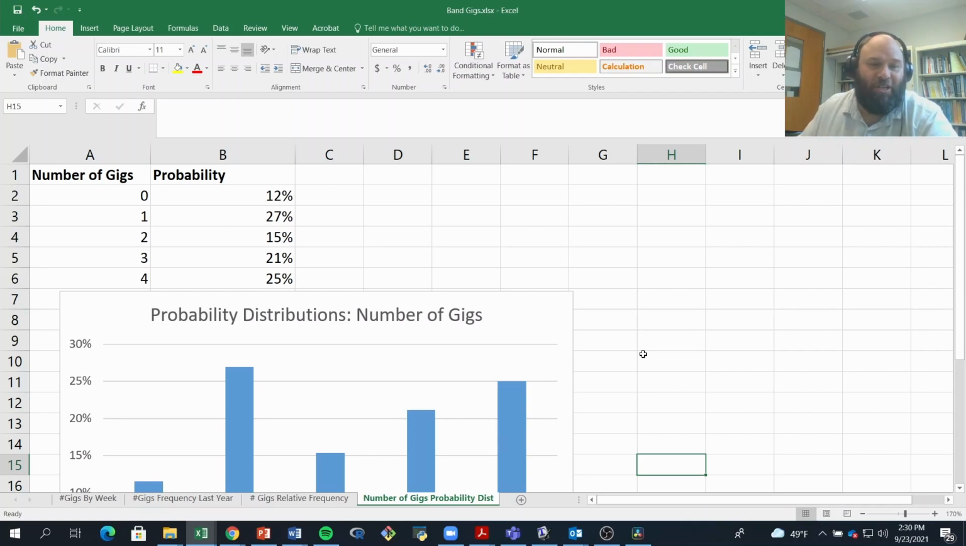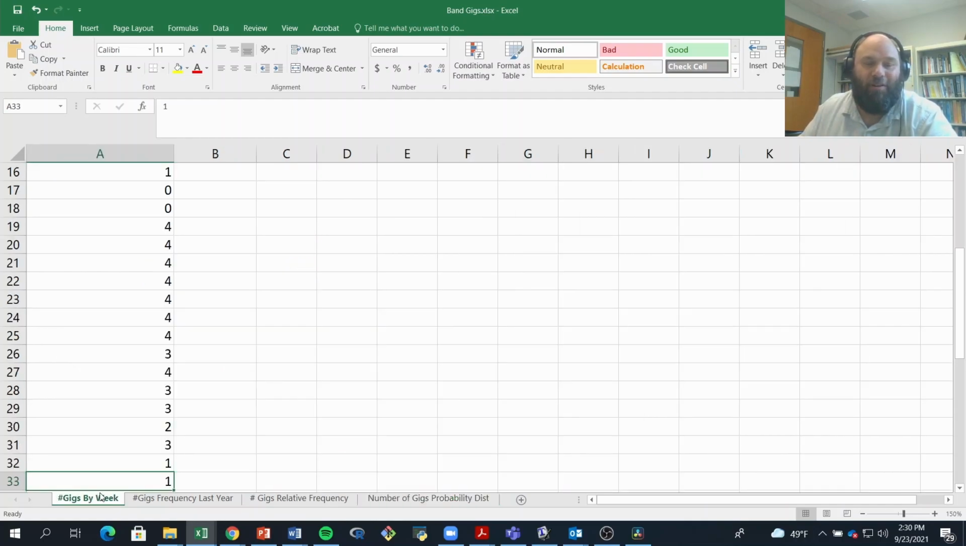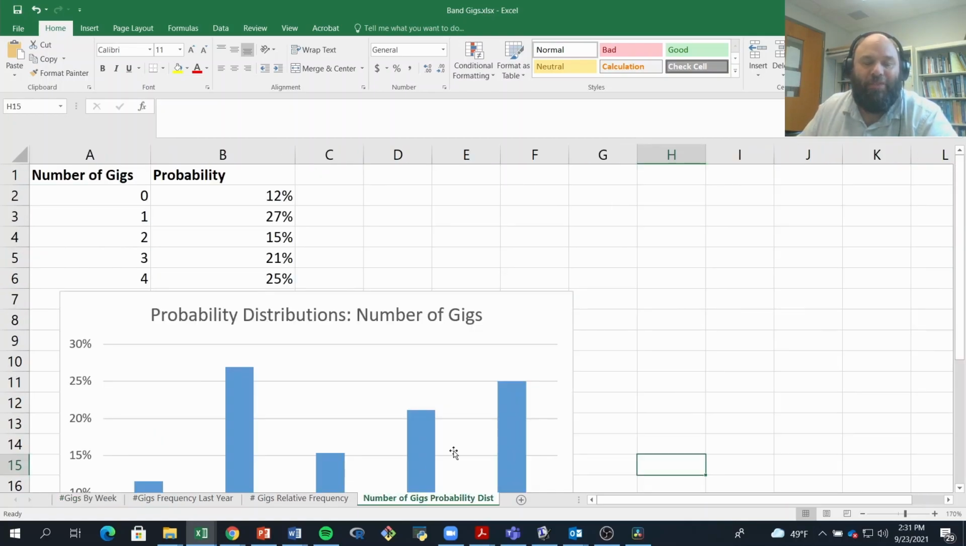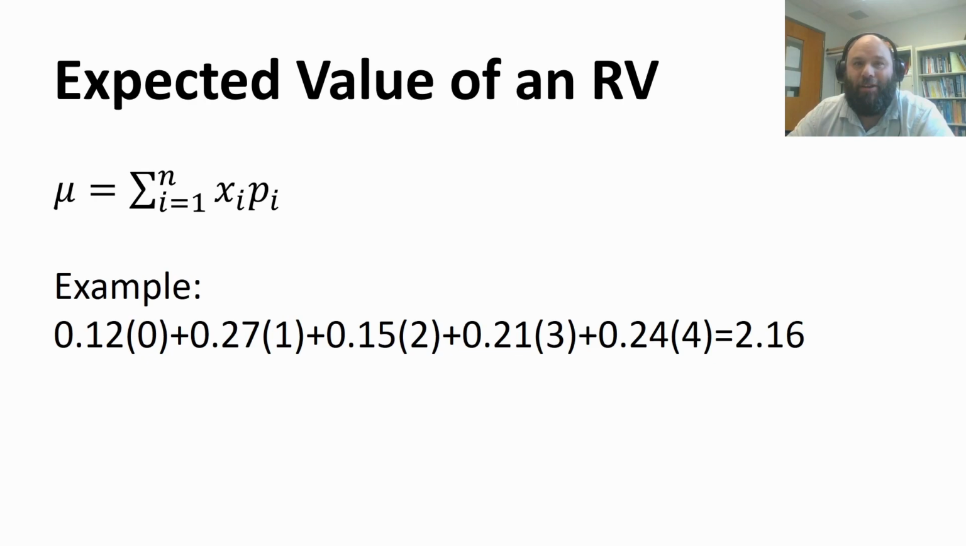So we could just average up all the numbers from this column. That sounds a bit tedious. Instead, we can think about a weighted average where each of these numbers from 0 to 4 is the number and the percentages are the weights. Let me illustrate how that goes. So the expected value of a random variable is calculated by taking each observation, multiplying it by the probability of that outcome, and adding up all the results. That's what that equation means.